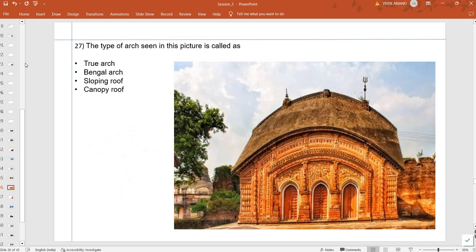So the next question is, the type of arch seen in this picture is called as, very easy. Which arch? Bengal arch. Bengal arch. Okay.